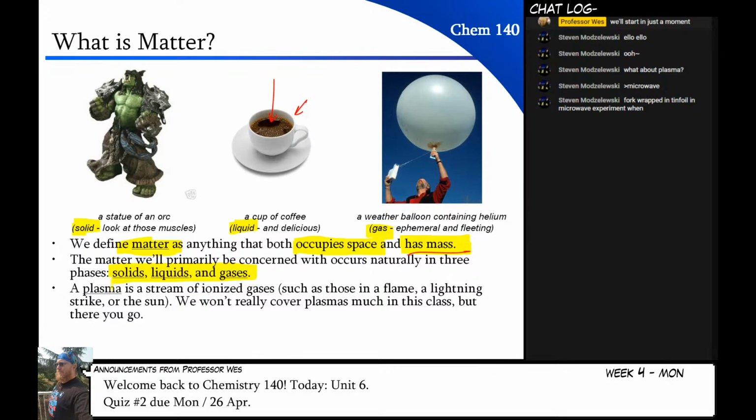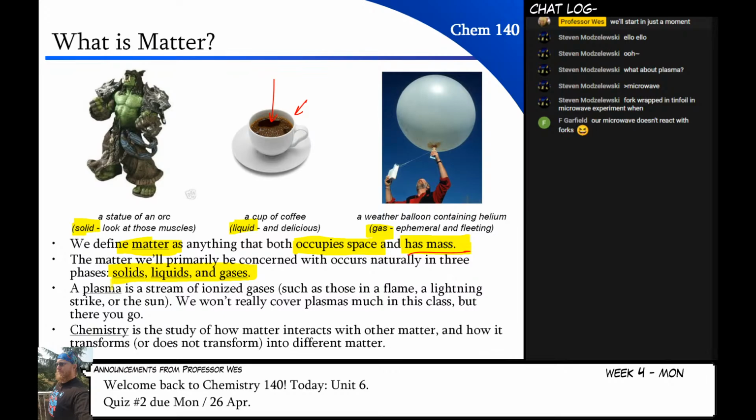Fork wrapped in tinfoil microwave experiment. I have never done that because I've never had a microwave that somebody has been like, here, just do random stuff to it. So I have a microwave, but I don't want to ruin it. And I know I'm not going to, but still. I know all about put the aluminum CD in the microwave and hit go, and then you get fireworks.